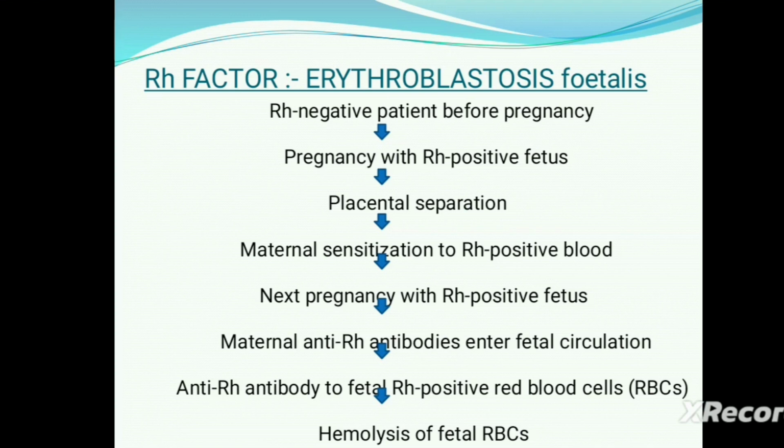Suppose the mother has RH negative blood whereas the first baby has RH positive blood, at that time there is no issue. That means in the first pregnancy there are no issues because of the presence of the placental barrier. After the first pregnancy, during the next pregnancy, there is a development of anti-RH antibodies in mother's blood, which comes in contact with the fetal blood, resulting in the destruction of RBC. This is erythroblastosis fetalis.